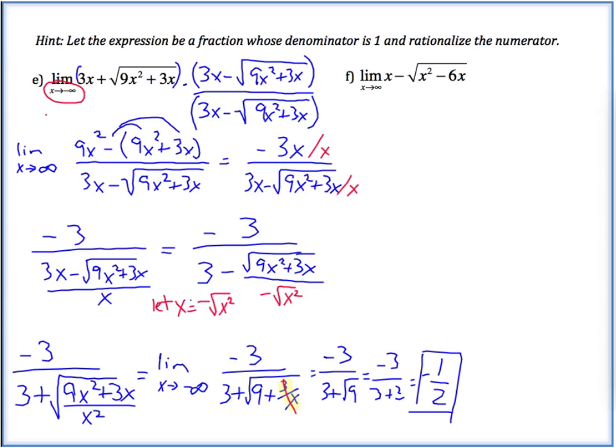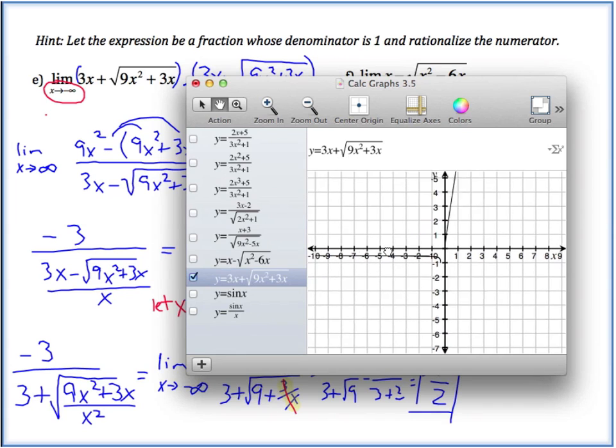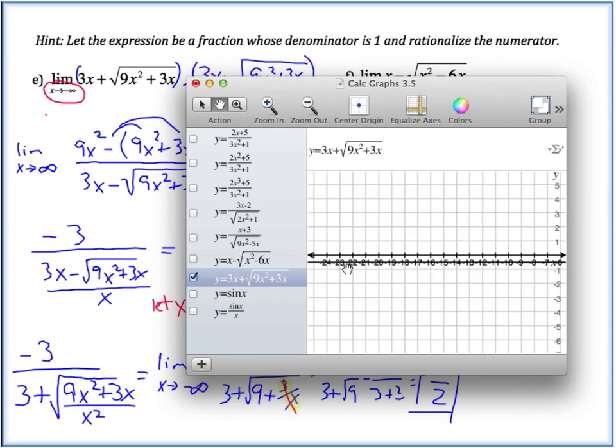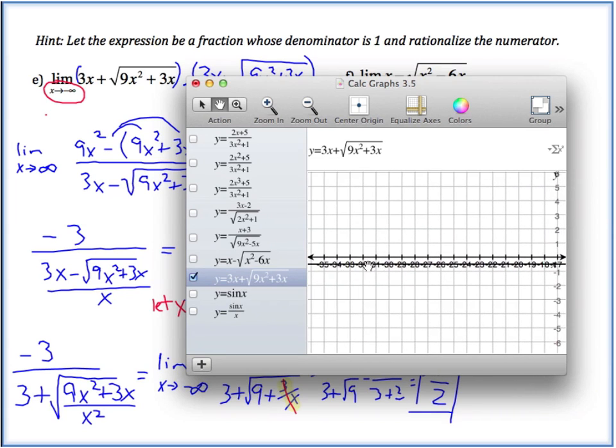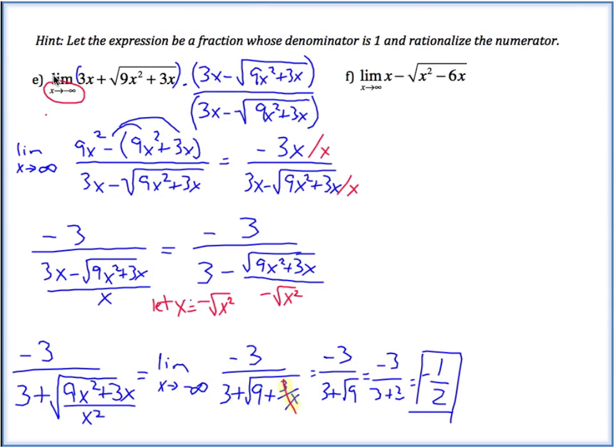Let's take a look at that graph. So right here you can see here's our 3x plus the square root of 9x squared plus 3x. And as we go to negative infinity, we can see that the graph is going to negative 1/2. So we do have a horizontal asymptote here at y equals negative 1/2.